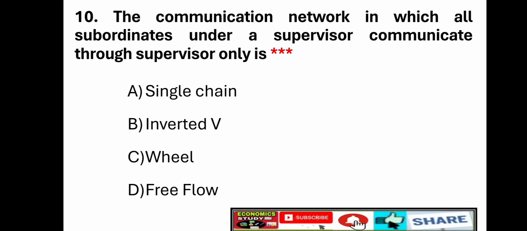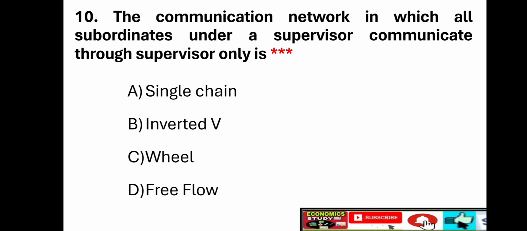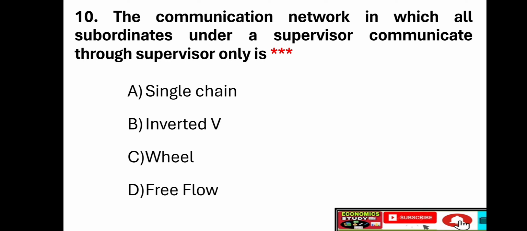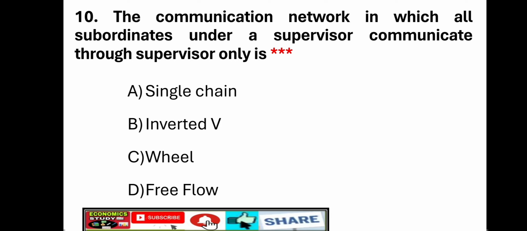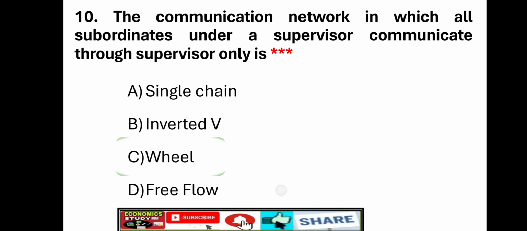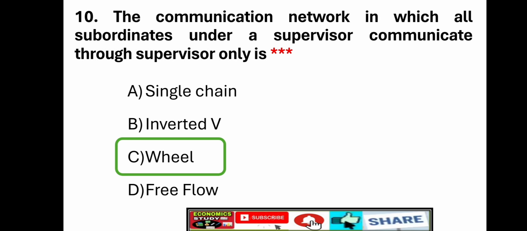The communication network in which all subordinates under a supervisor communicate through the supervisor only is option A, single chain. Option B, inverted V. Option C, wheel. Option D, free flow. Right answer is option C, wheel.